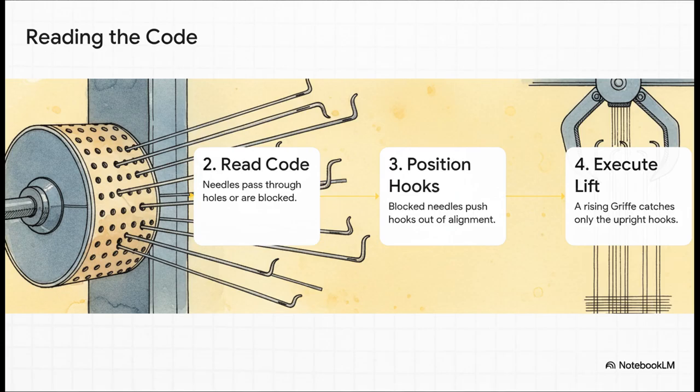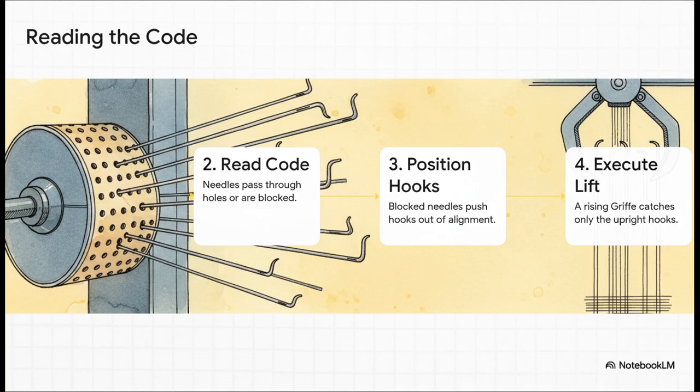First, the cylinder turns and pushes a new card up against the needles. Now, any needle that finds a hole just stays put and its hook stays upright. But if a needle hits a blank spot on the card, it gets pushed back, and that moves its hook out of the way. And finally, this bar, it's called the griffe. It rises up and it only catches the hooks that are still upright, lifting their threads. And boom, that creates the pattern for one single row.